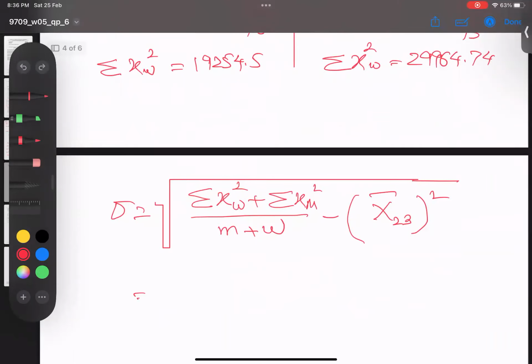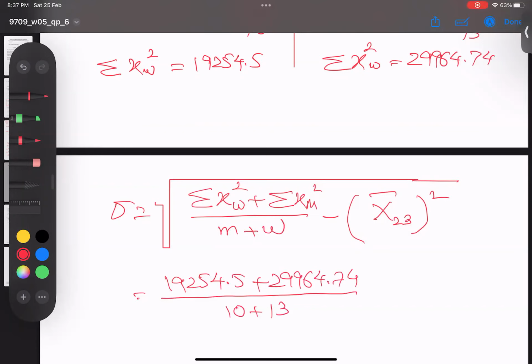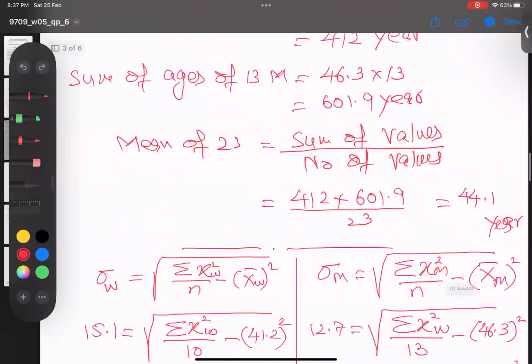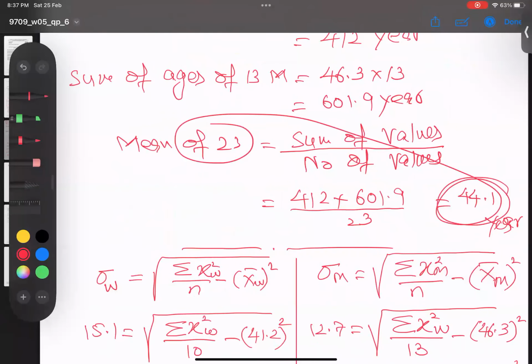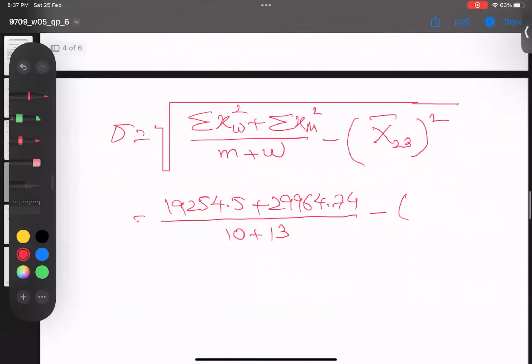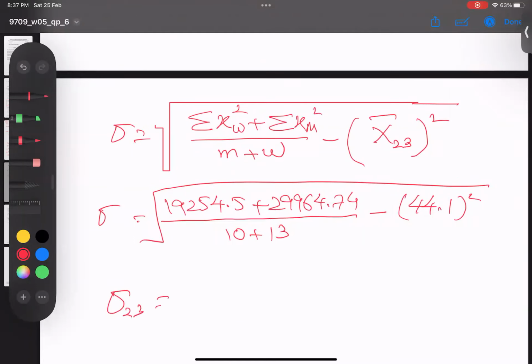So here I'm writing now 19254.5 plus 29964.74, divided by 10 ladies and 13 men. And minus the mean of all 23 people, which I just found here, and that is 44.1. So 44.1 to power 2. It is a matter of just solving it.